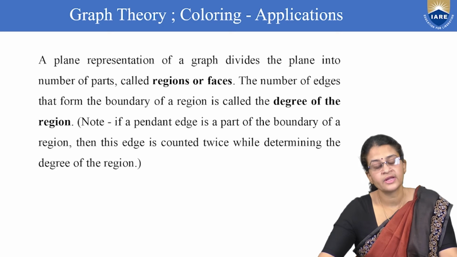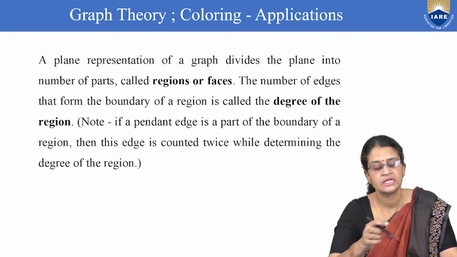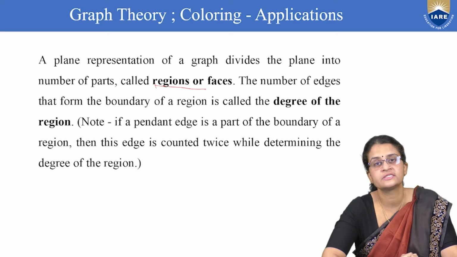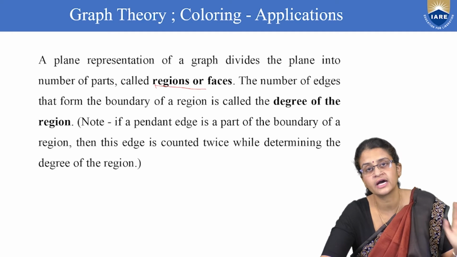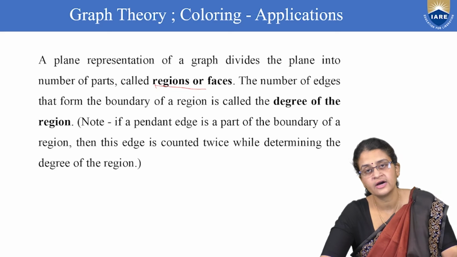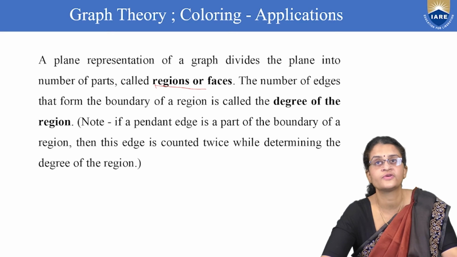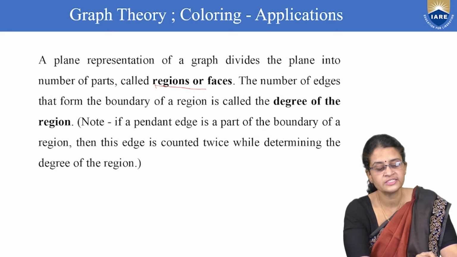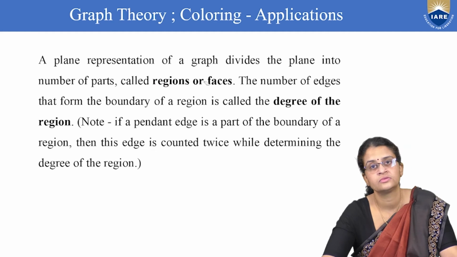We have seen that in planar representations, the plane is divided into a number of parts. The parts are called regions or faces. That is, when we represent a graph on a plane, if the graph has a planar representation, the plane is divided into a number of parts, and those parts are referred to as regions or faces. The number of edges that form the boundary of a region is called the degree of the region.